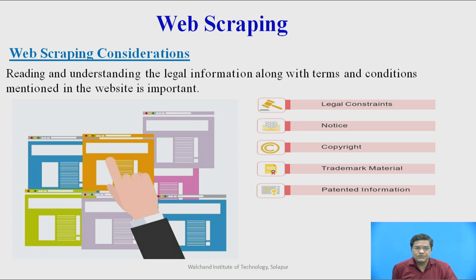Now, web scraping considerations. Before applying this process of web scraping, we need to read and understand the legal information along with the terms and conditions mentioned in the website. We have to read the legal constraint notices, copyright information, trademark material and patented information. While scraping the data from the website, we should not cause any damage to the website. We should not cause any security issue to the website. Otherwise, it will be a violation of the rules, so we have to avoid this. We have to only access the information for legal purposes.